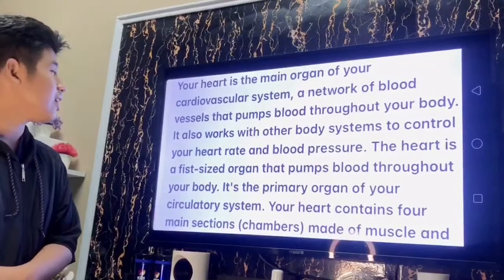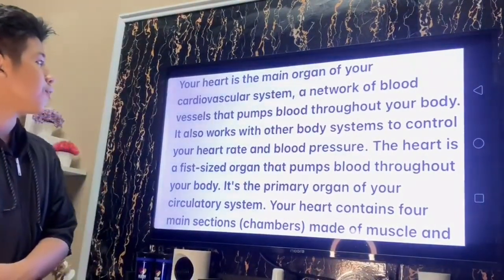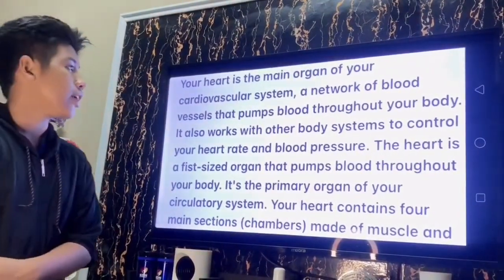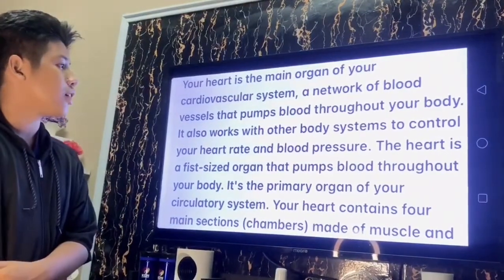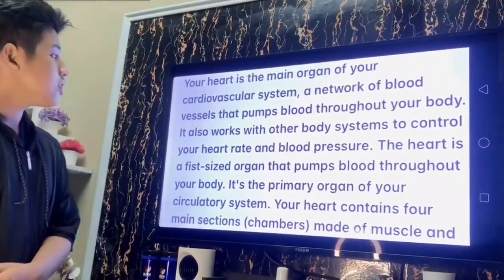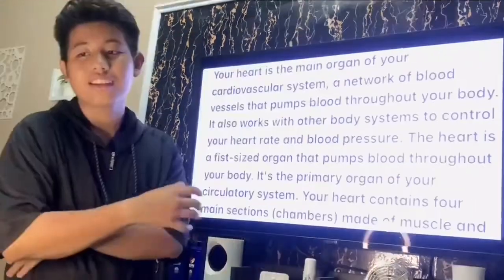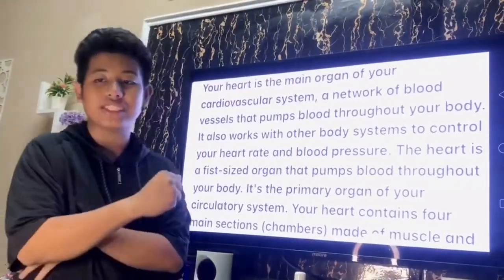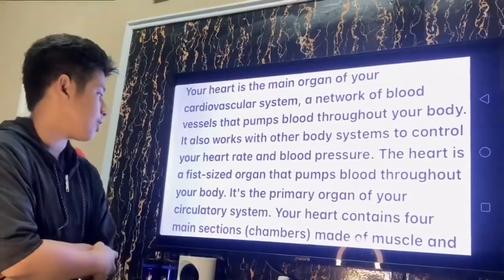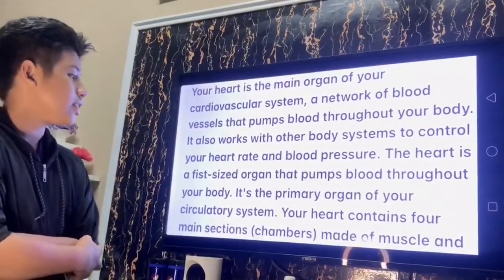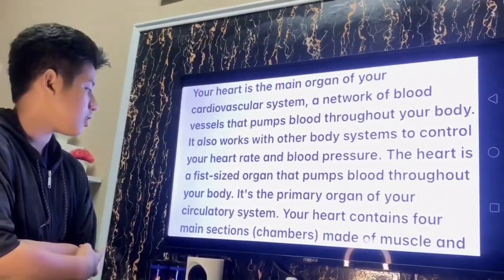So, what is the heart? The heart is the main organ of your cardiovascular system, a network of blood vessels that pump blood throughout your body. It also works with other body systems to control your heart rate and blood pressure. The heart is a fist-sized organ that pumps blood throughout your body. It's the primary organ of your circulatory system.